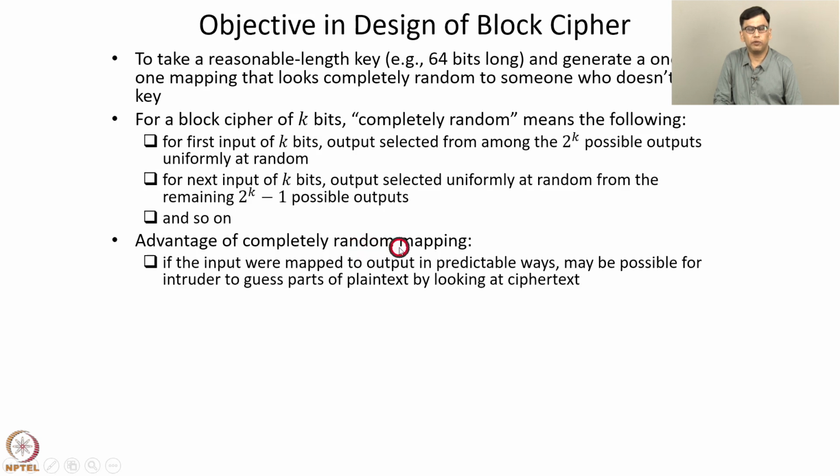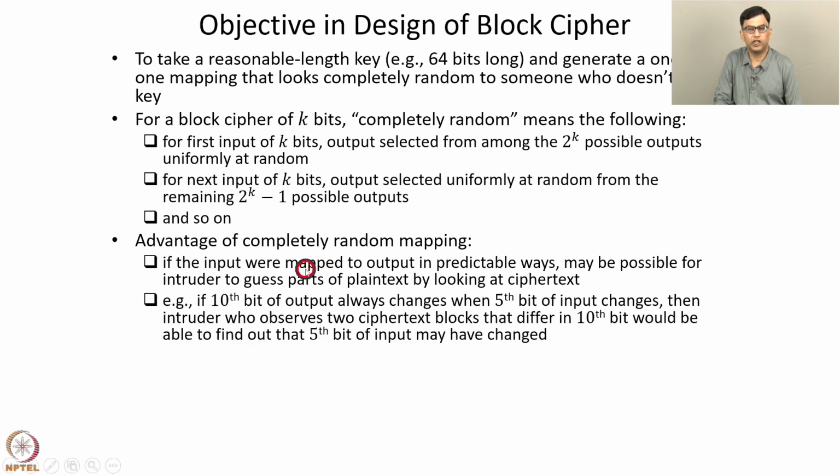If the input were mapped to the output in predictable ways, then it may be possible for the intruder to guess parts of the plain text by looking at the ciphertext. Then it would be easy to break the cipher. So for this reason, we don't map the input to the output in predictable ways. We make the transformation look like a completely random transformation.